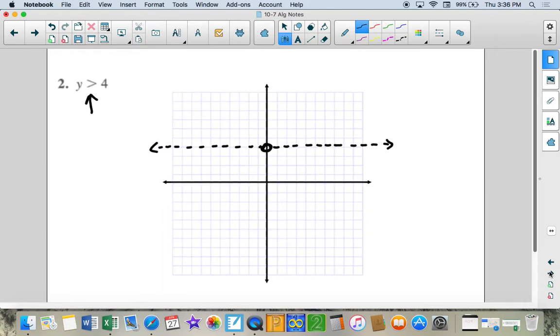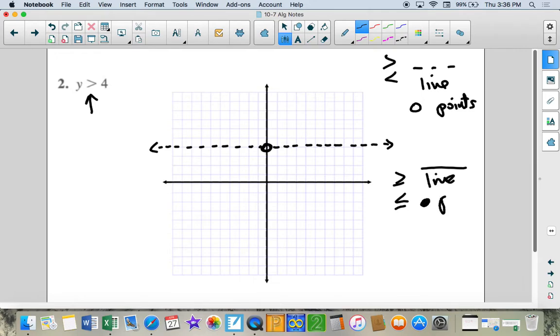So that's very important to understand, that when you have greater than or less than, you're going to have a dotted line and open circle for points. When you have greater than or equal to or less than or equal to, you're going to have a solid line and you're going to have a closed circle for your points because we want to include them. Don't include, include.